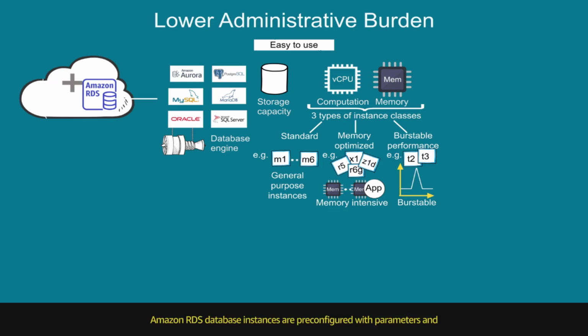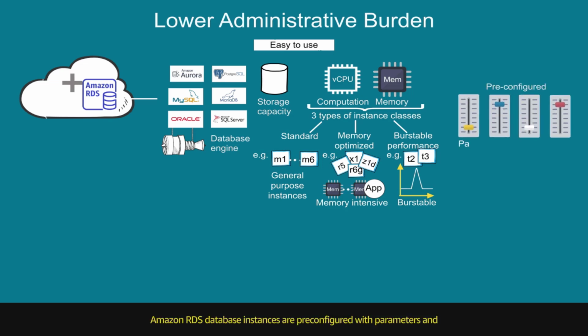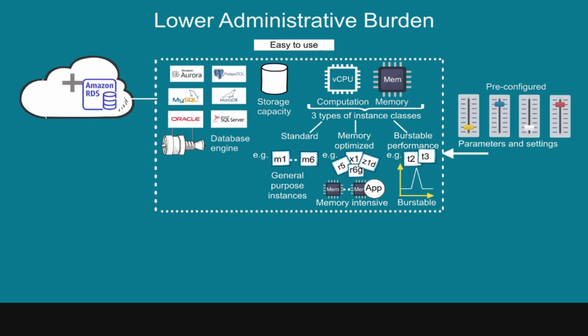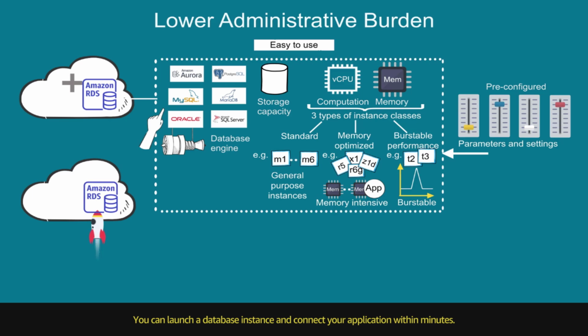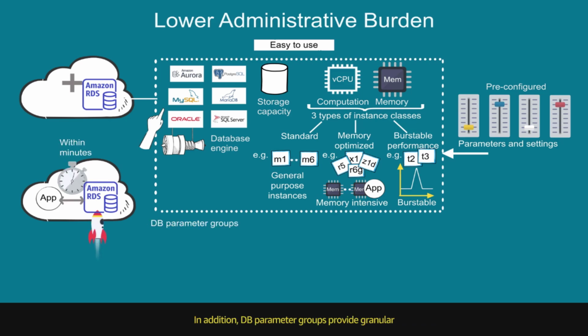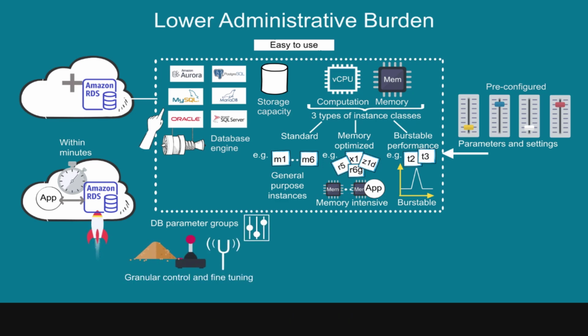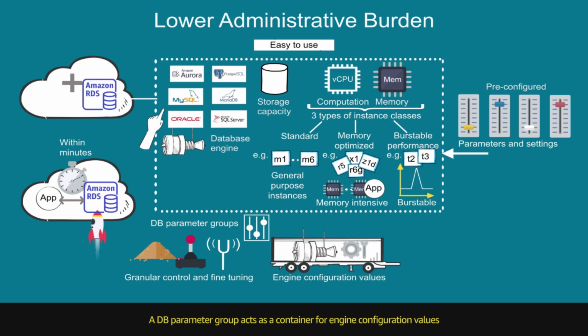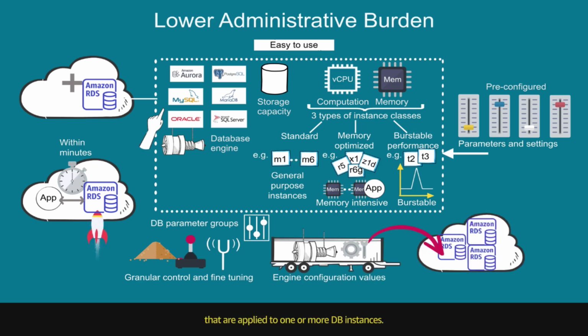Amazon RDS database instances are pre-configured with parameters and settings appropriate for the engine and class you have selected. You can launch a database instance and connect your application within minutes. In addition, DB parameter groups provide granular control and fine-tuning of your database. A DB parameter group acts as a container for engine configuration values that are applied to one or more DB instances.